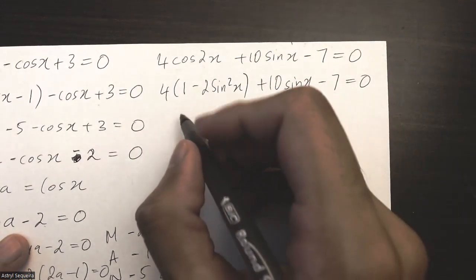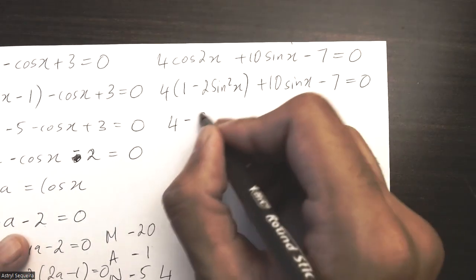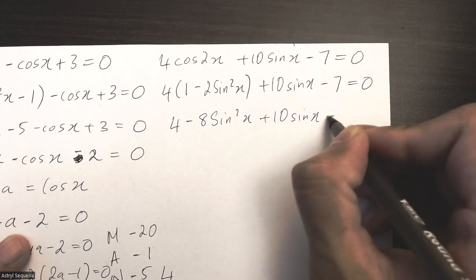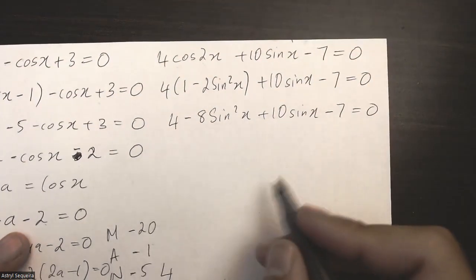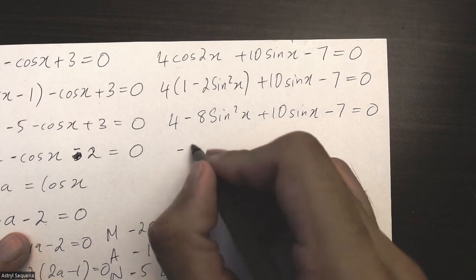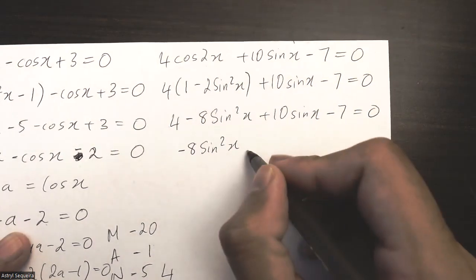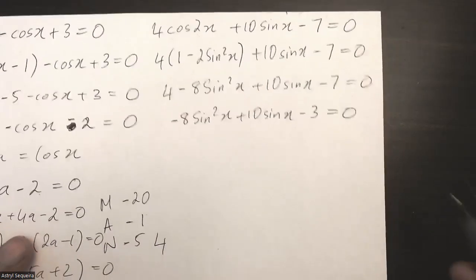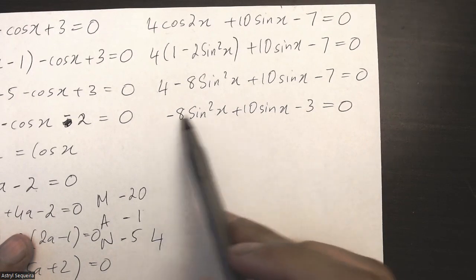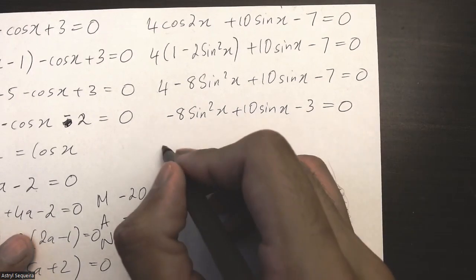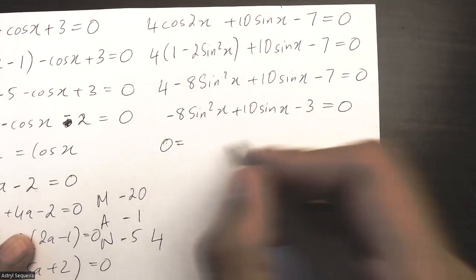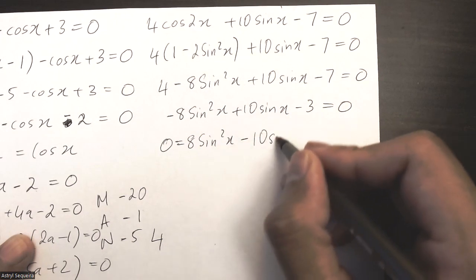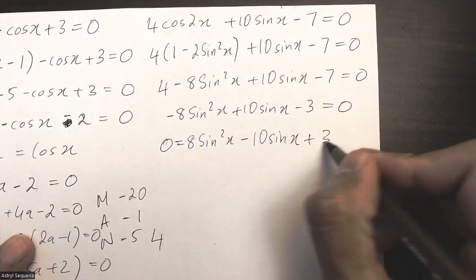The rest of the steps are pretty much the same. You want to distribute this 4 into this bracket. And then you want to combine like terms. So 4 minus 7 is negative 3. Now, when my equation has a negative squared term, I like to move all the terms to the other side or factor out a negative, whichever one. That's going to turn this positive. So 8 sine squared x, this is going to turn negative, and this is going to turn positive.